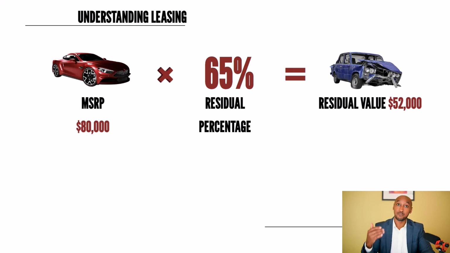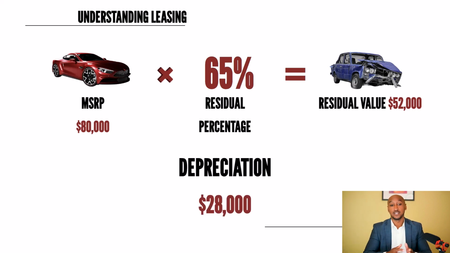So when you bring that car back, they're gonna understand that car is worth $52,000. Now, at the same time, that means you can also buy the car for that residual value. When you turn that car in, you understand that in your lease agreement, you can buy the car for the actual residual value. That's important. So remember, when you bring it back, it's worth $52,000, but that means you can also buy the car for $52,000 at the end of your lease.